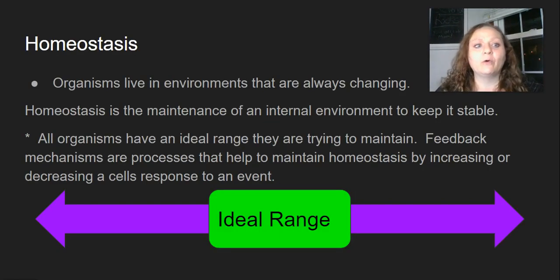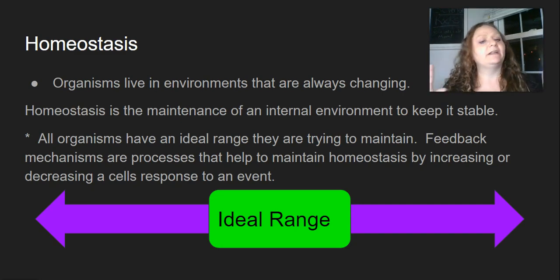The first thing that I want to discuss is homeostasis. And literally all homeostasis means is that an organism is able to maintain a stable internal environment. That's homeostasis. And how organisms maintain that internal environment has a couple of different mechanisms. But the fact is that organisms live in environments that are constantly changing. And because they are constantly changing, this is a really important component of living things.